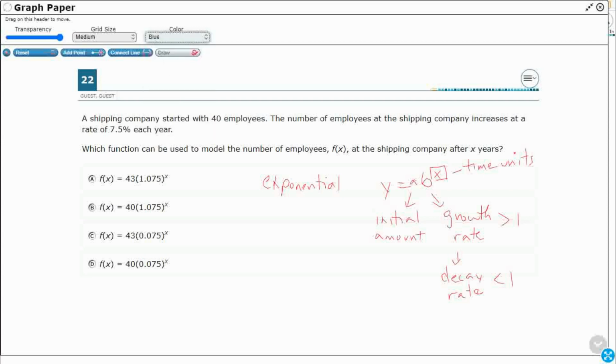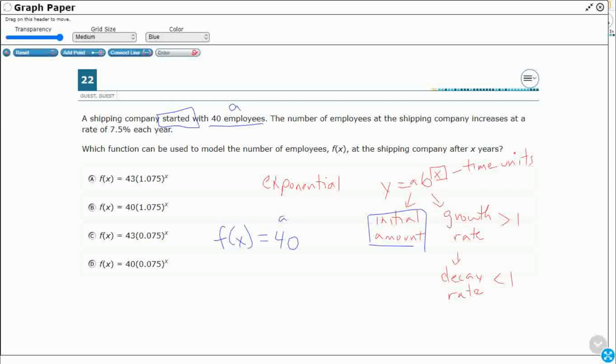Let's apply it to this particular problem. A shipping company started with 40 employees. Okay, so look at that right there. Started with 40 employees. Started. Hopefully, you are seeing initial amount, which means this is your a term. Okay, so we could start building it right now. Instead of y, it's got f of x, so let's build it right here. f of x equals, and I've got that a term of 40.